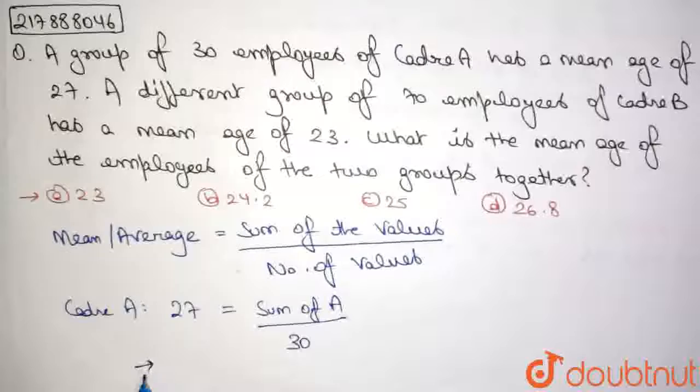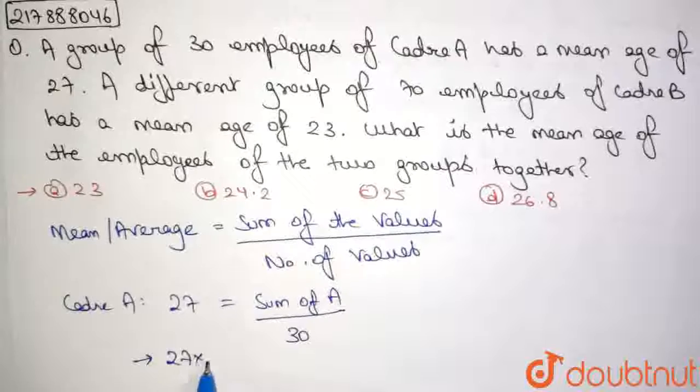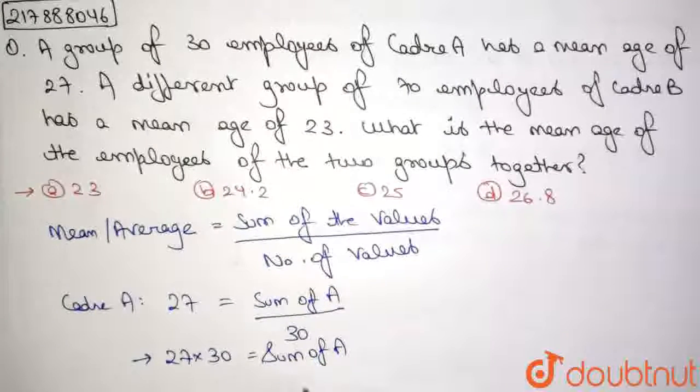So this becomes 27 into 30, because we are multiplying both sides by 30, which is equal to sum of A. Now notice guys, this 30 in the denominator is going to be cancelled out because we are multiplying both sides by 30. So sum of A is nothing but 27 into 30.